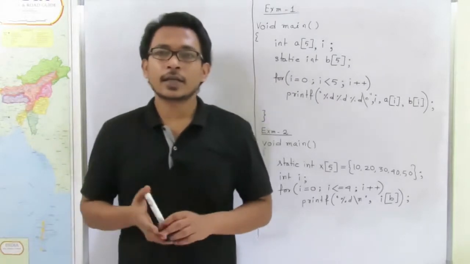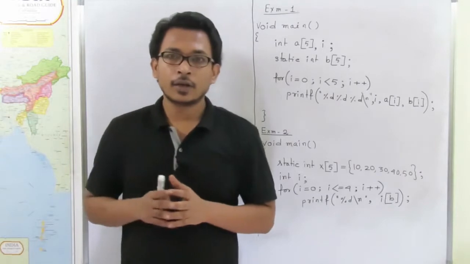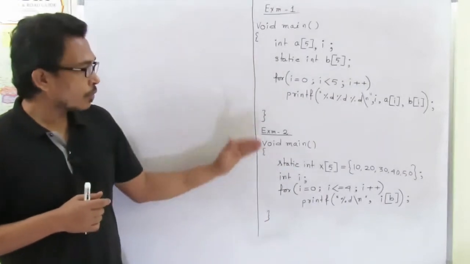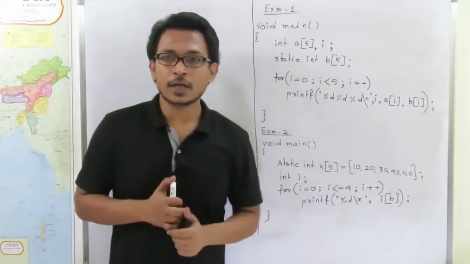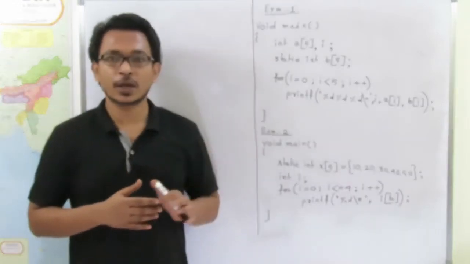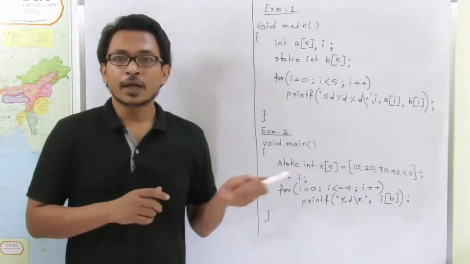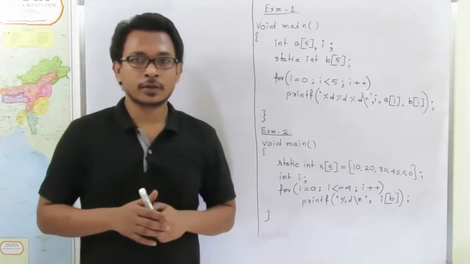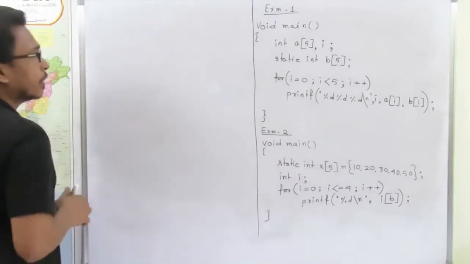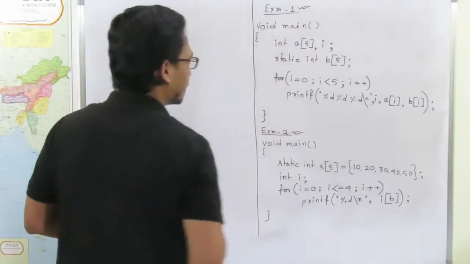Hello everyone, in this class we are going to start working with examples of arrays. Here two code segments are given to us and we need to find the output produced by these two code segments after execution of them. Clear? So let's start. This is our first example and this is our second example.